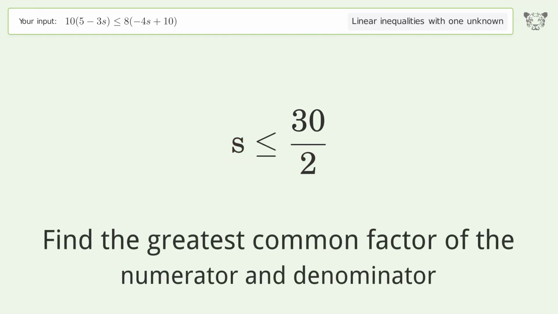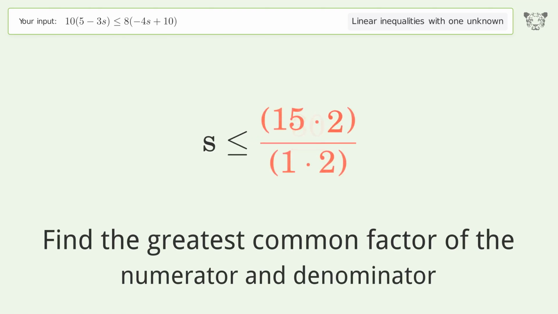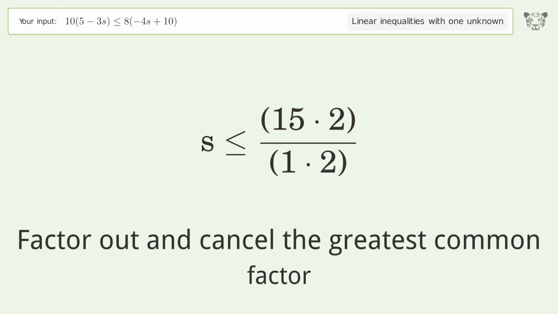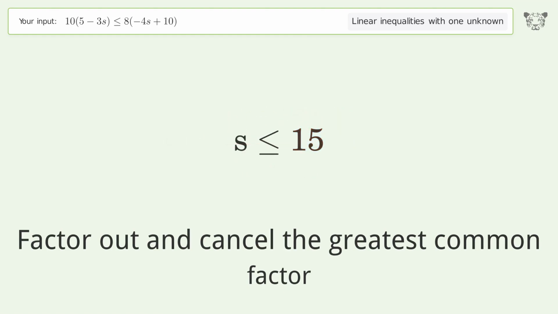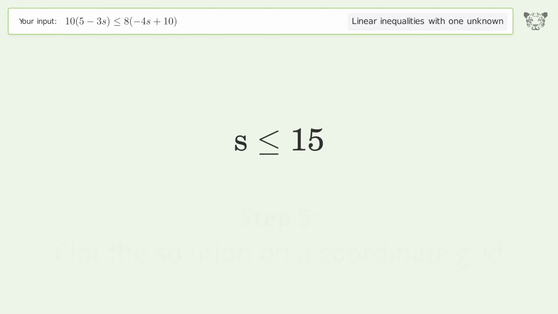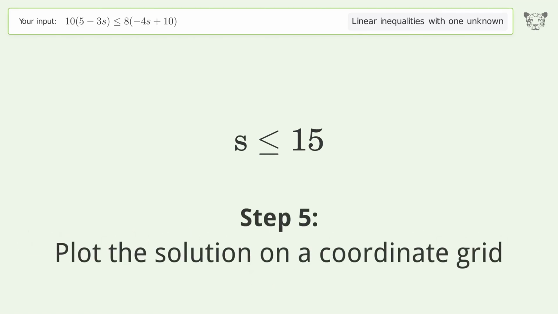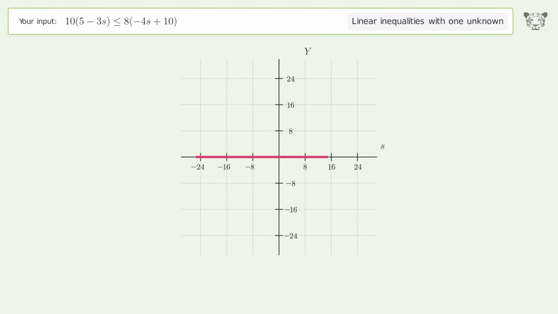Find the greatest common factor of the numerator and denominator. Factor out and cancel the greatest common factor. Plot the solution on a coordinate grid. And so the final result is s equal or smaller than 15.